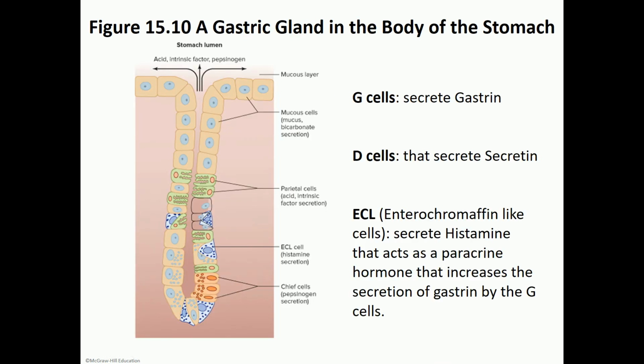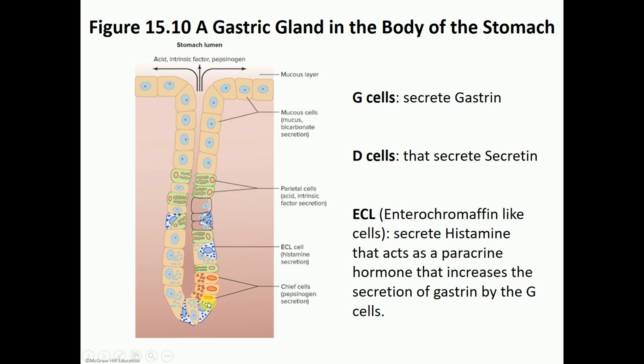We'll move on to the gastric glands that are found within the stomach. So the stomach is full of glands, and as you've seen, different parts of the stomach secrete different things. This right here is known as the gastric pit. This would be the lumen of the stomach, where the food is found, or now it's called a bolus.